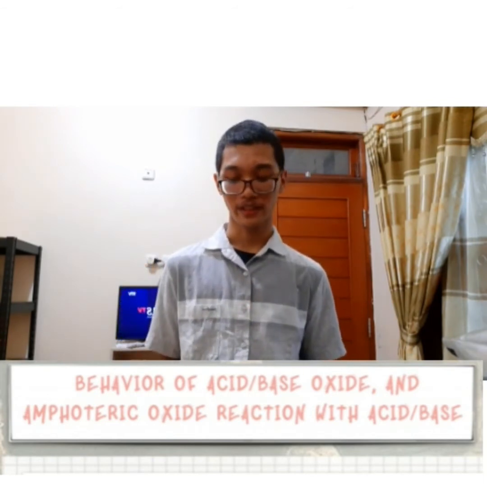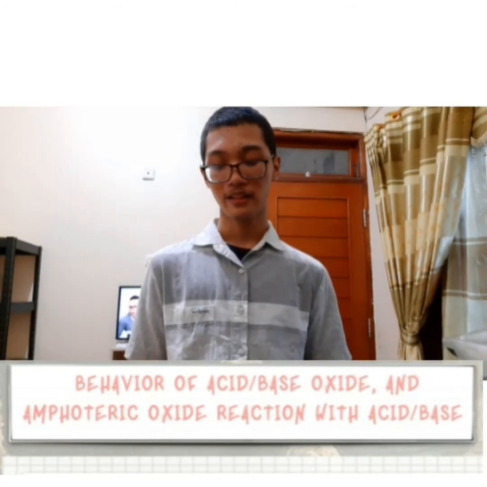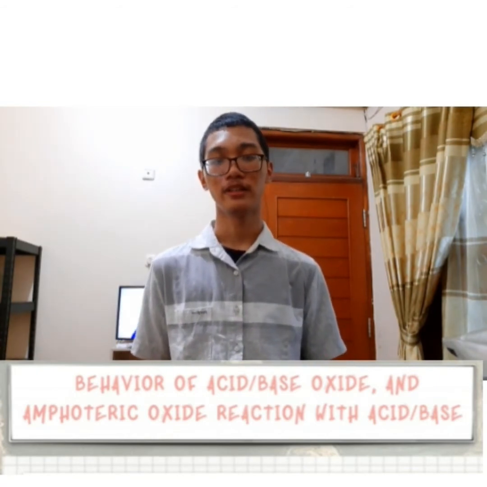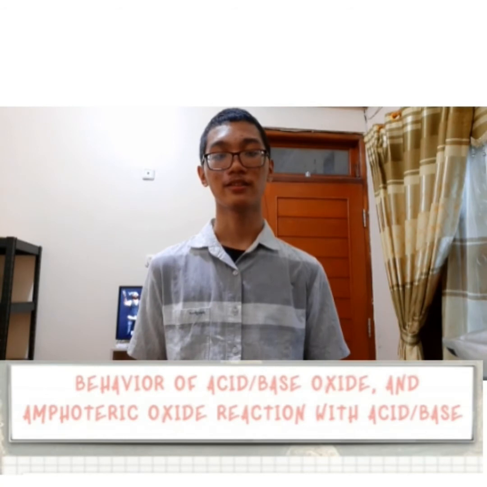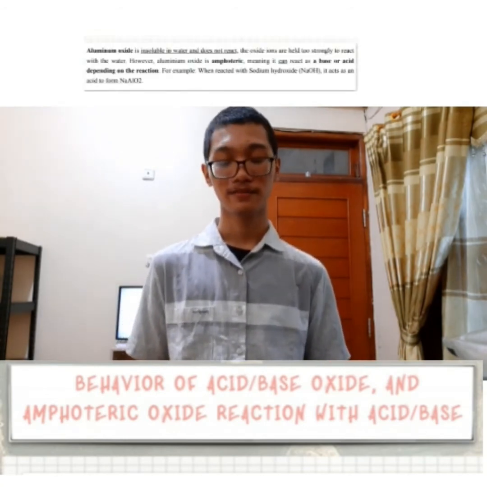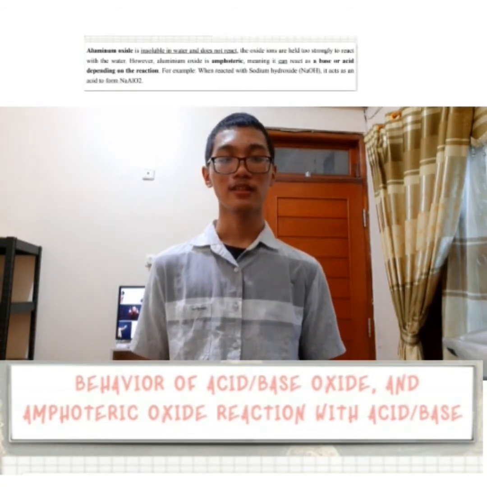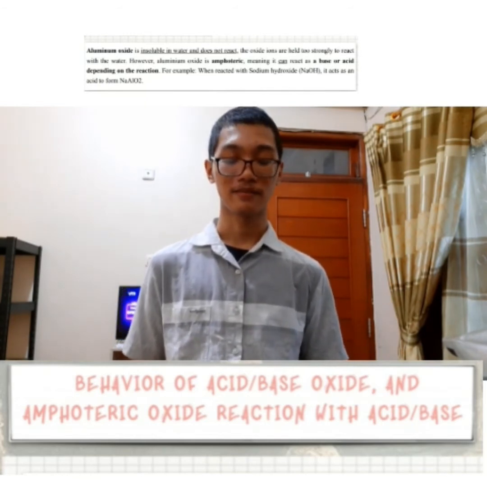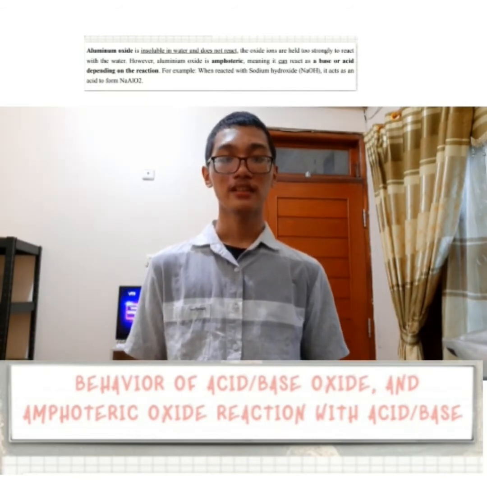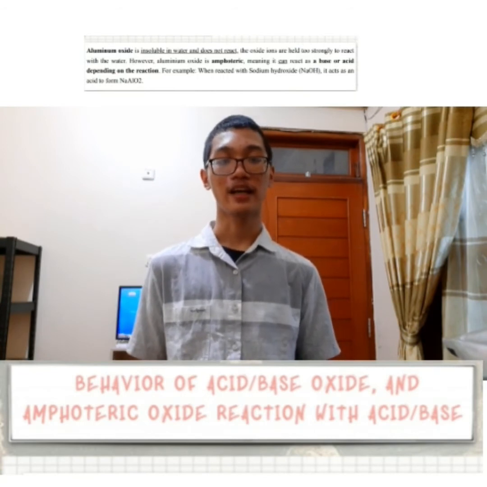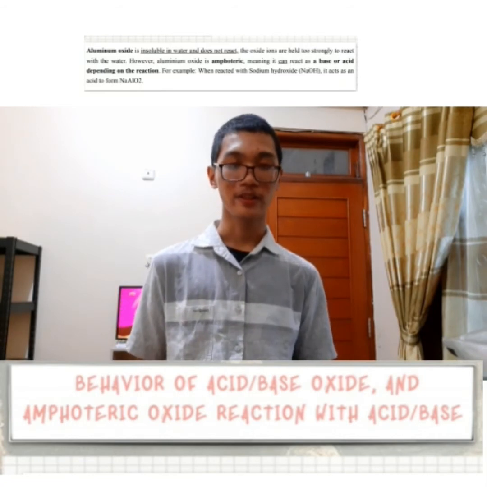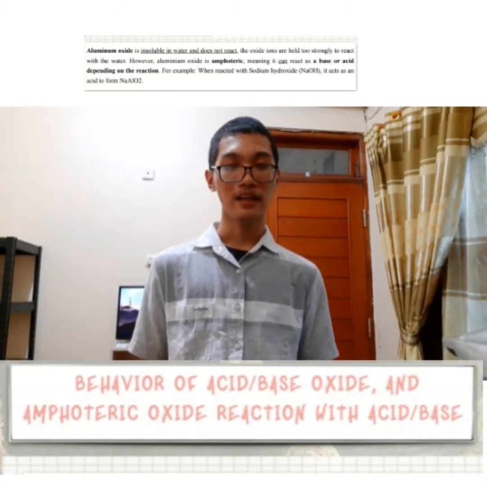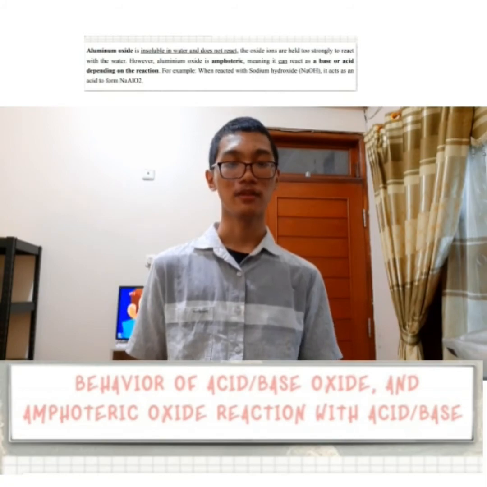Silicon is too similar in electronegativity to oxygen to form an ionic bond. So it does not have an oxide ion. Instead, it forms a covalent structure and does not react with water. Aluminum oxide is not soluble in water and does not react with water. However, aluminum oxide is amphoteric, meaning it can react as a base or an acid depending on the reaction. For example, when it reacts with sodium hydroxide, it acts as an acid to form sodium aluminate.